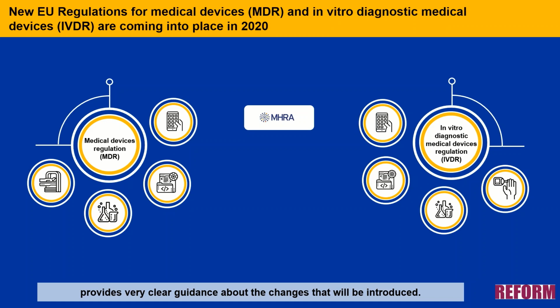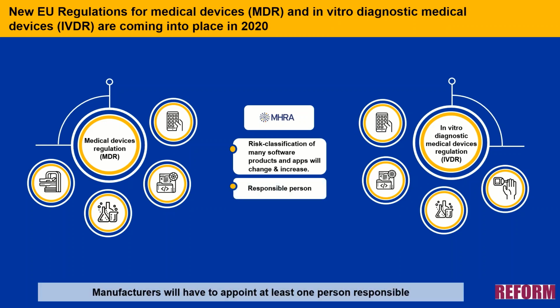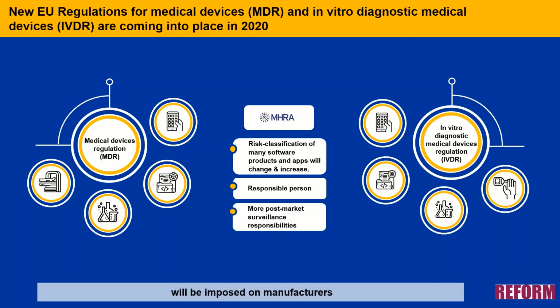will be introduced. Some of the major changes include that many software products and apps will be upclassed. Manufacturers will have to appoint at least one person responsible for regulatory compliance, and increased post-market surveillance responsibilities will be imposed on manufacturers.